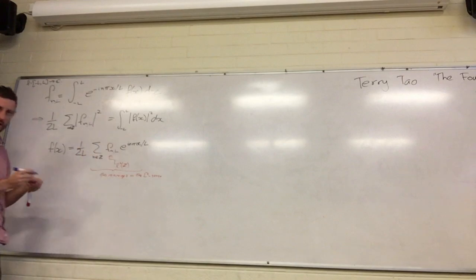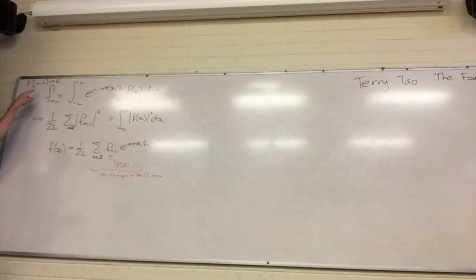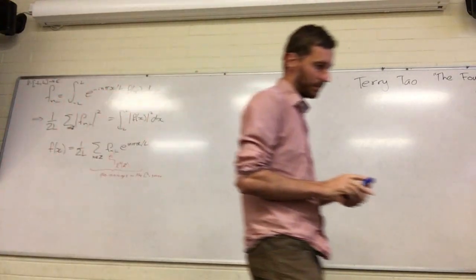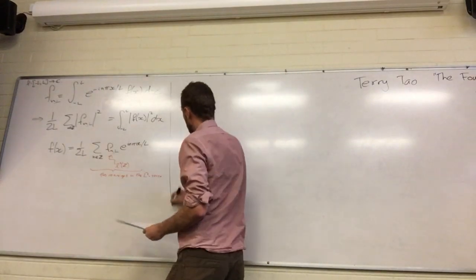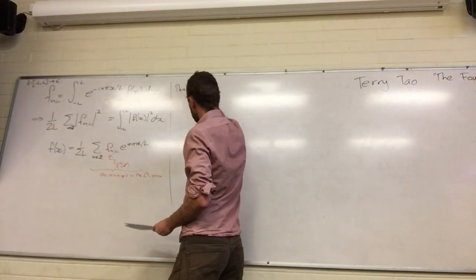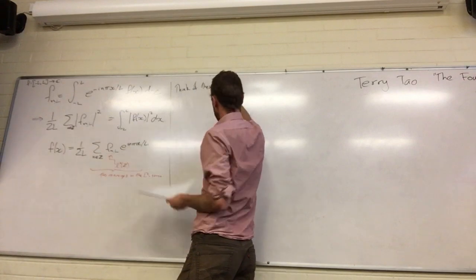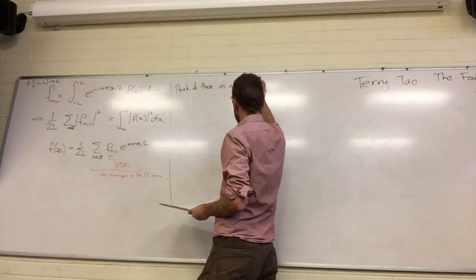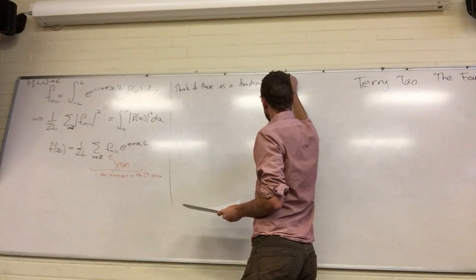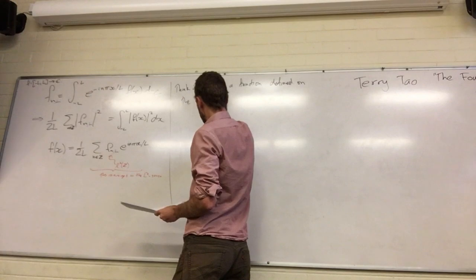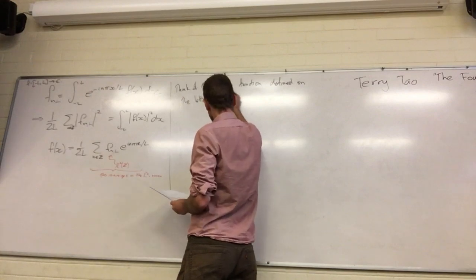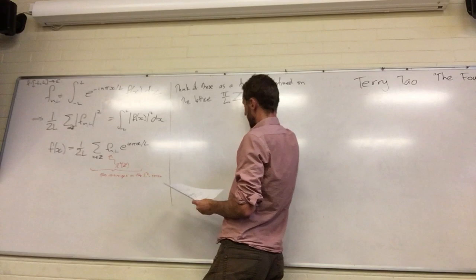So if we're working on the interval minus L to L, let's call the coefficients f subscript n comma L, just to keep track of what we're doing. What I want to do is think of these Fourier coefficients just as a function defined on a lattice, that is, all of the pi over L multiples of the integers.